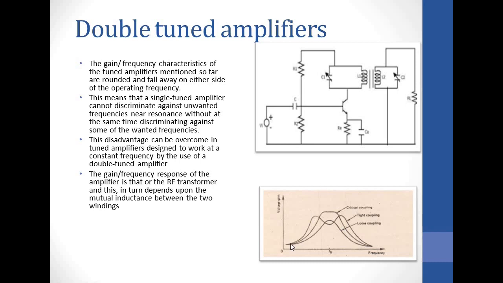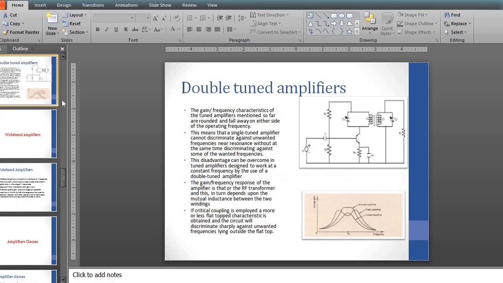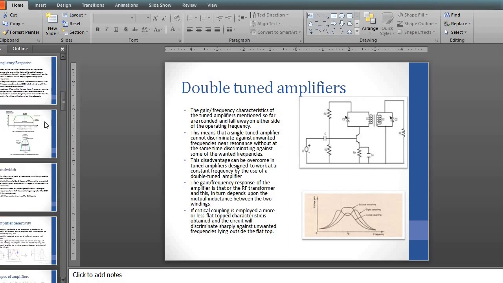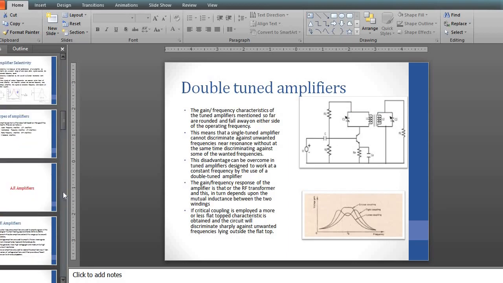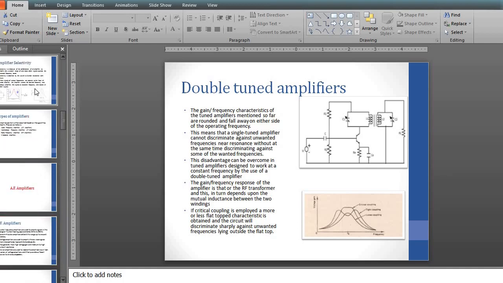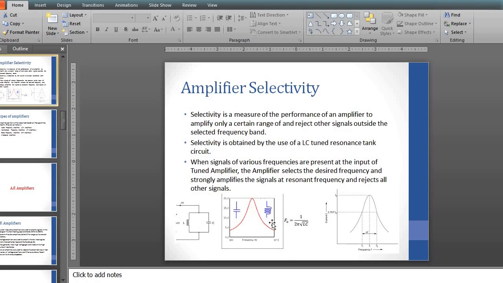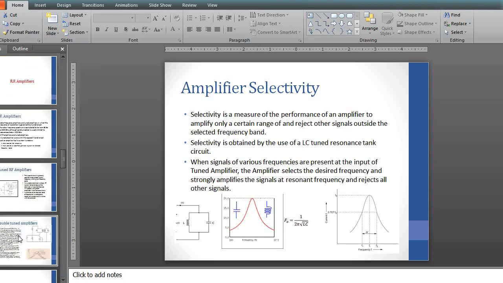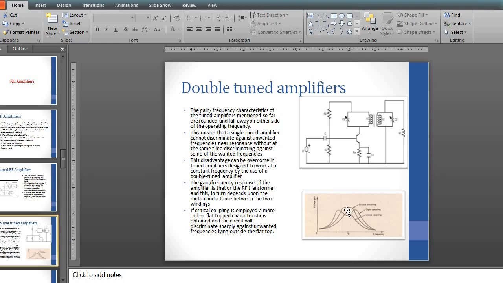A double-tuned amplifier, the main purpose is for us to produce a flat top here, a flat response. If you recall, we said that the frequency response of an LC tank is basically like this, which means the top here is not flat. So the main purpose of a double-tuned amplifier is to produce a flat response here at the top.